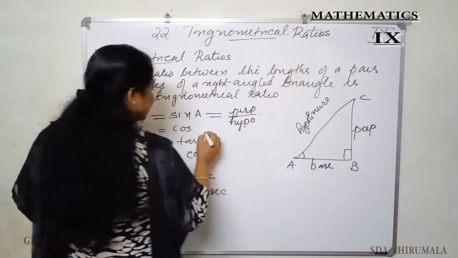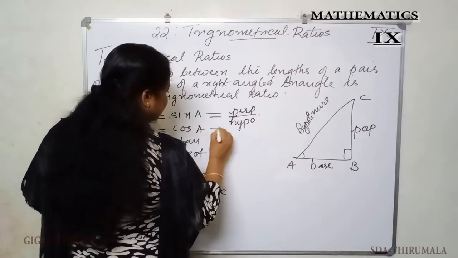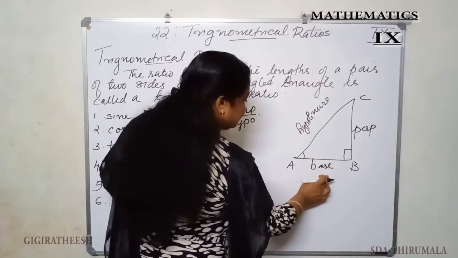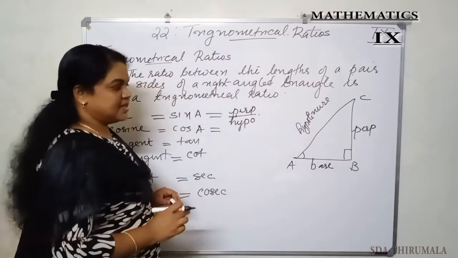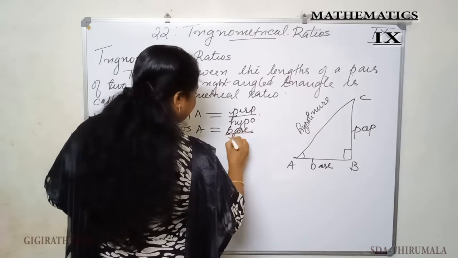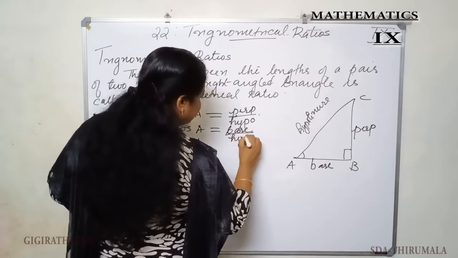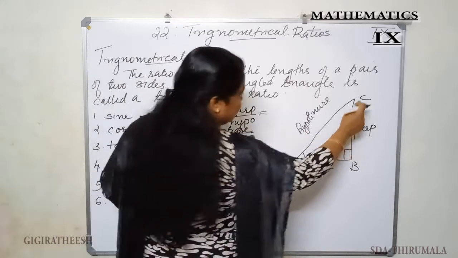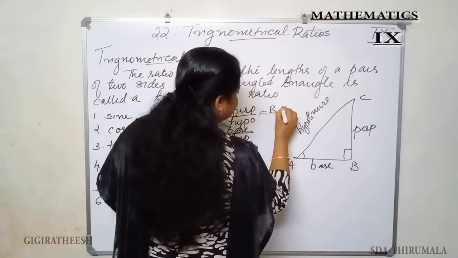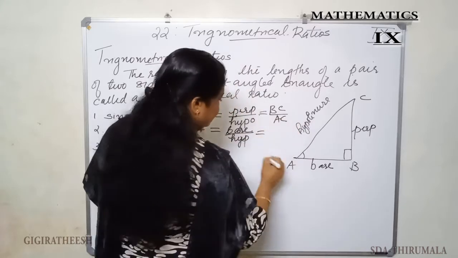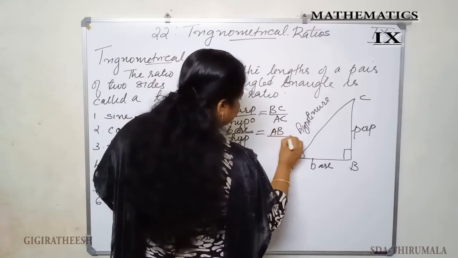Okay, and the second one is cos A, which is equal to base by hypotenuse. Sine A is equal to perpendicular by hypotenuse, and in terms of lengths that is BC by AC. And cos A is equal to base by hypotenuse, that is AB by AC.